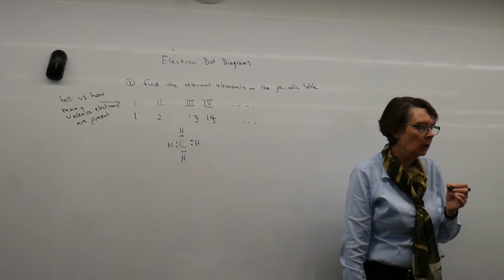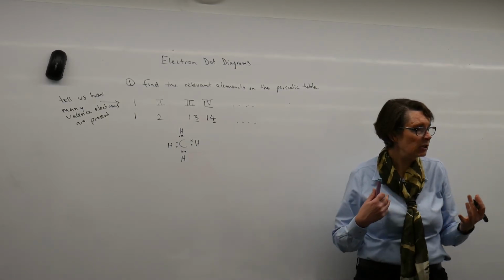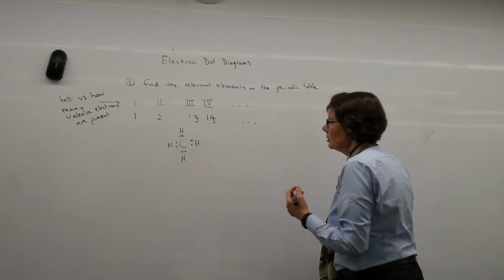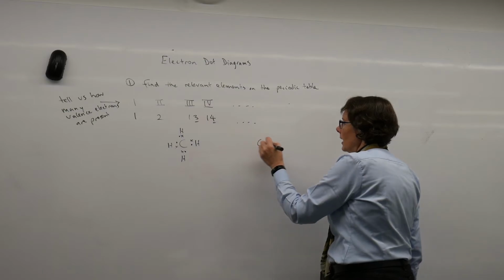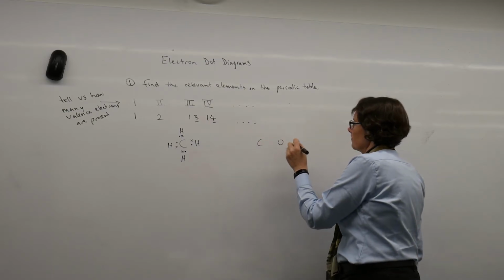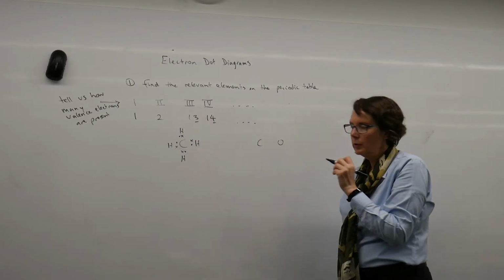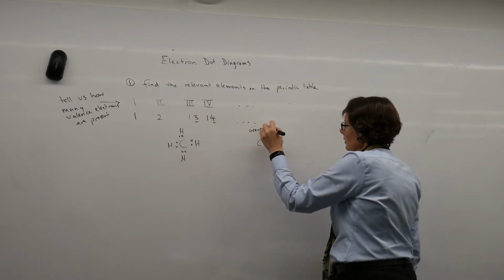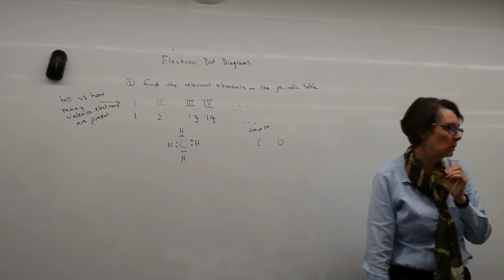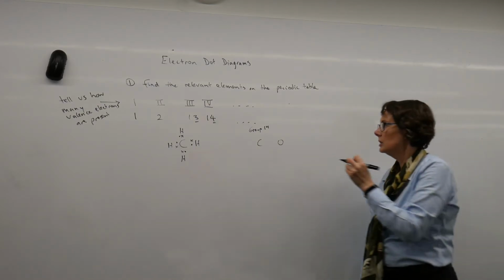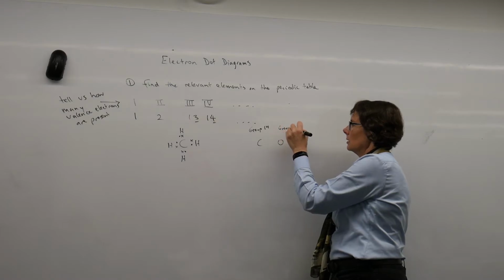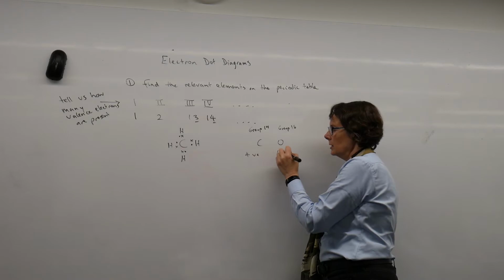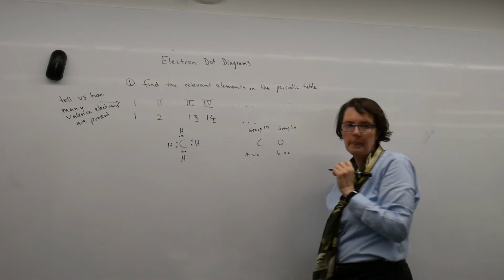Okay. What about if we were bonding with oxygen? Whereabouts is oxygen on the periodic table? So we're thinking about carbon and oxygen. We know that this is in group 4 or group 14. Where's oxygen? Group 16. So that means this one has 4 valence electrons and this one has 6 valence electrons.